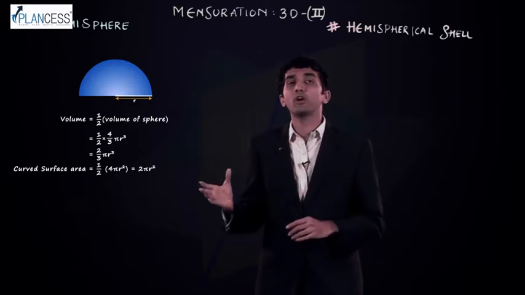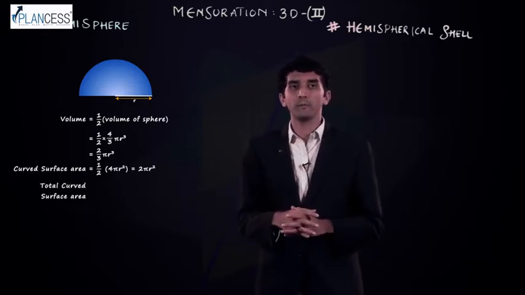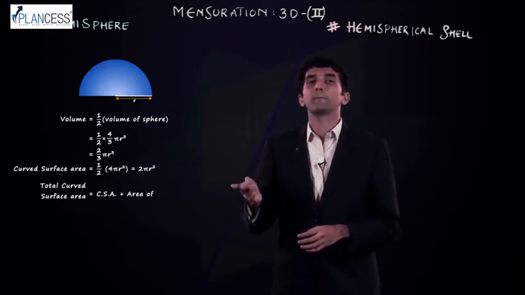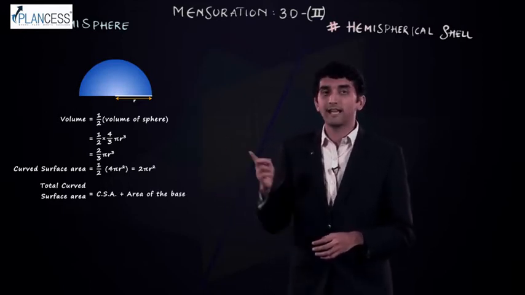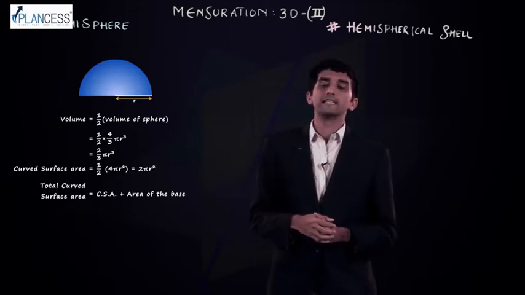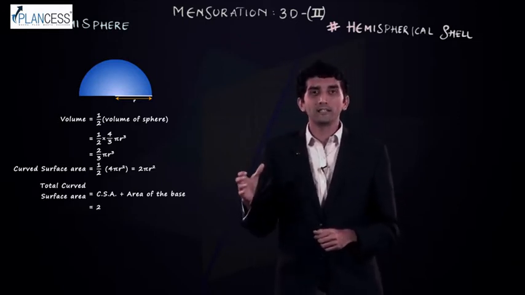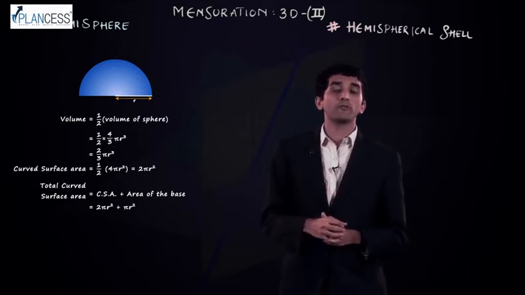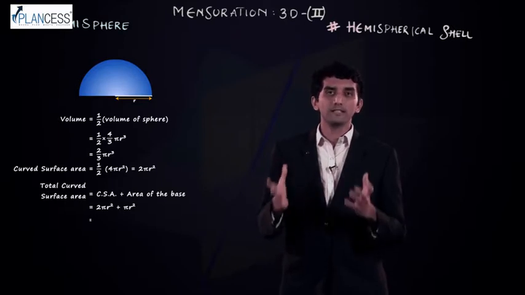But when we talk about the total surface area of a hemisphere, it is equal to this curved surface area plus the area of the base, and hence the total surface area of a hemisphere is equal to 2 pi r square plus pi r square, making the total surface area of a hemisphere equal to 3 pi r square.